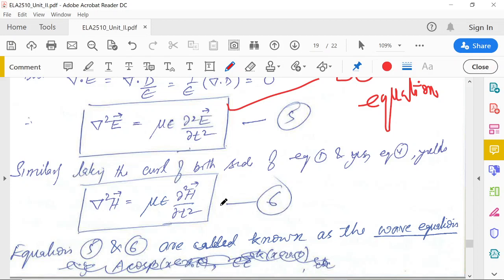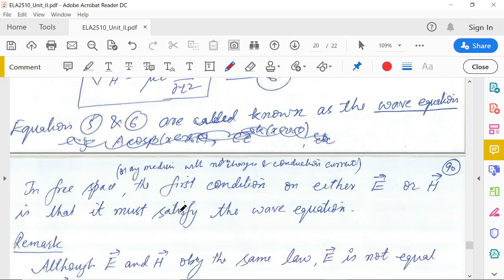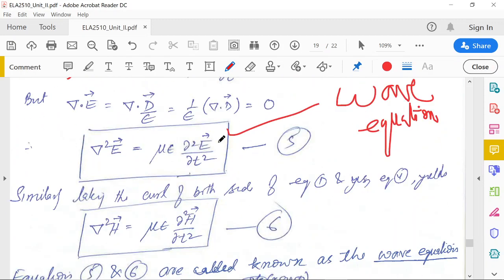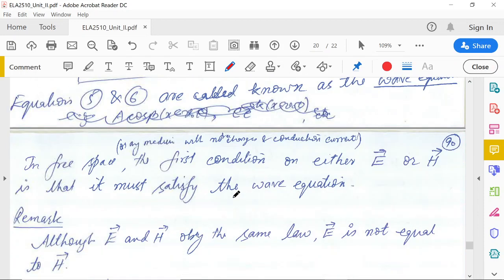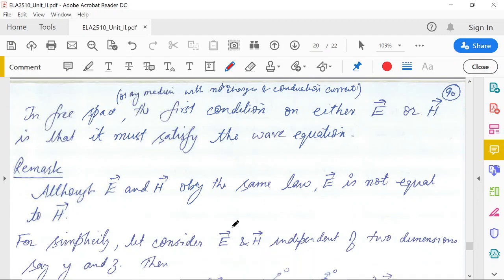We have to use this wave equation. In free space, the first condition on either E or H is that it must satisfy the wave equation. So for this type of medium, the E and H fields should satisfy these equations. Those fields which satisfy this equation will exist in that medium, and that we call the solution. Again, I have already said that E and H only obey the same law. E is not equal to H.